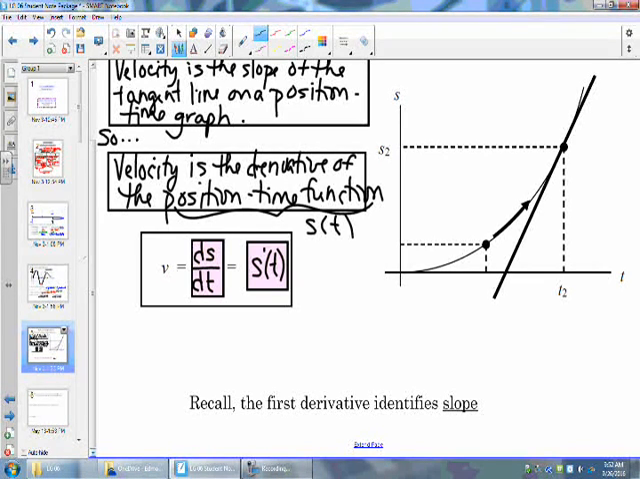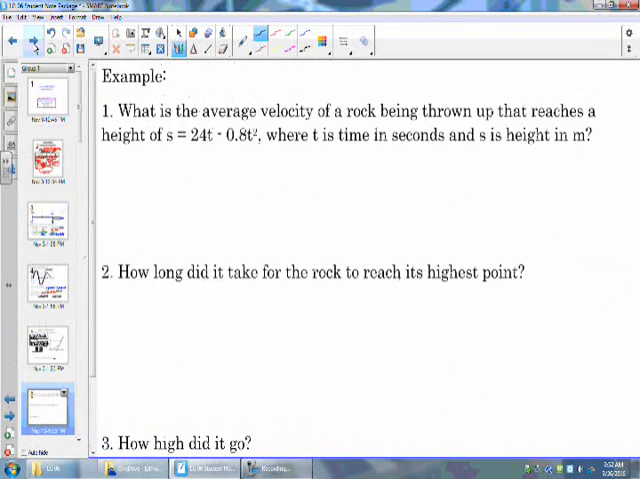So recall, the first derivative identifies slope. So again, think back to Learning Guide 5 when we were talking about the first derivative and then the second derivative. The first derivative, remember, identifies slope. The second derivative, if you can remember, identifies concavity, and we'll talk about that a little bit later. All right, so let's look at an example of this. Okay, this is more what you're going to see on your assignment and in your textbook.